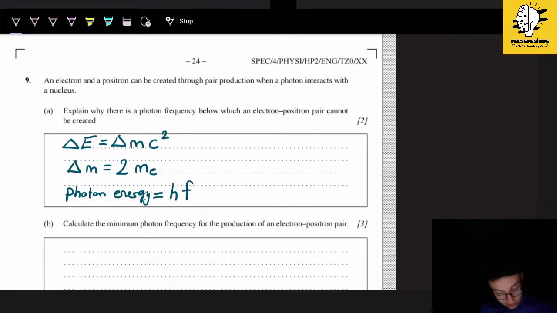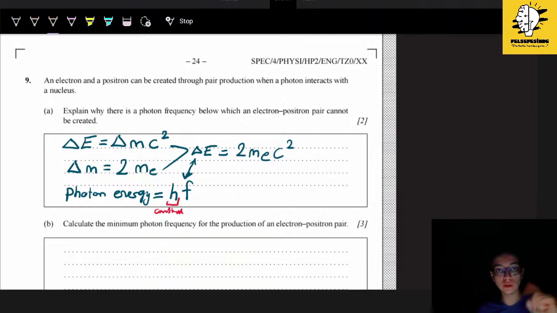So this means that by using those two equations, delta E will be equal to 2 m_e times c squared, right? And the photon energy will provide this energy, okay? Photon energy is the energy that will provide this much amount of energy. So we can see that h here is a constant.